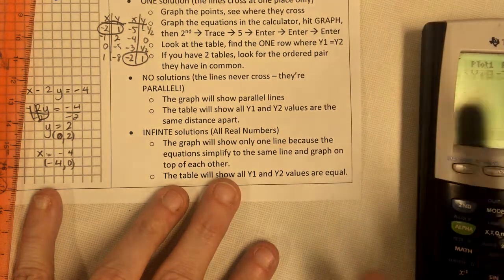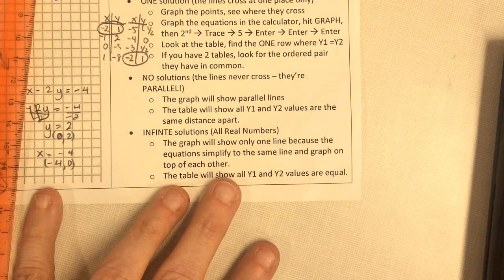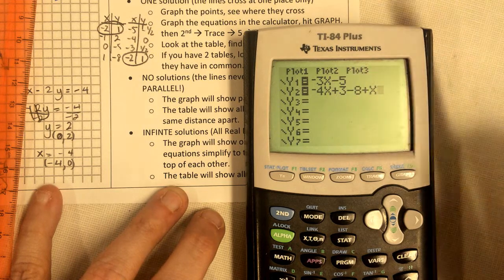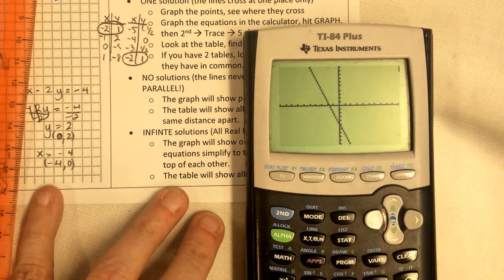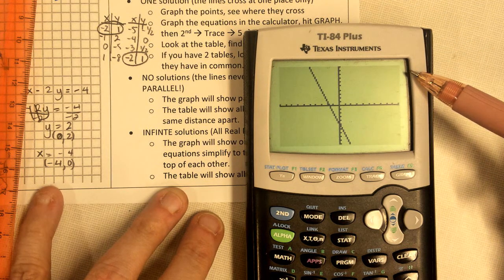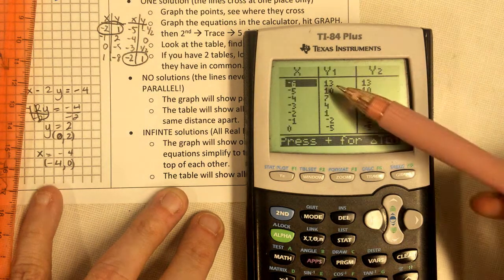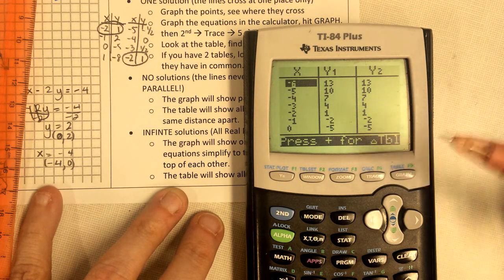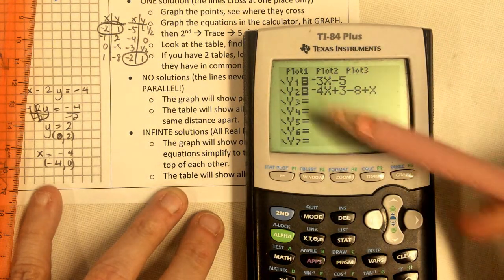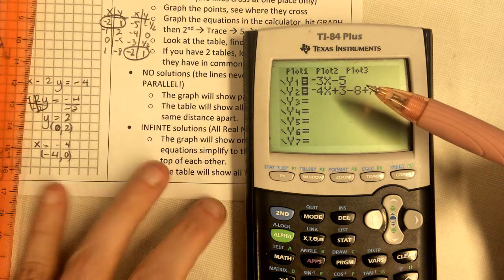Okay? The last one we might see is infinite solutions. So let me just show you. Let me make one up for you that's infinite solutions. Like this, I think. That looks good. Okay, these are two different equations, but when I graph them, it graphs the first line, and then the thing keeps going like it's doing something, but it never graphs another line. When I look at the table, what I see is all of the y1s and y2s are equal. That's because it basically graphed the same line. These two equations simplify, well, expressions simplify to the same expression.